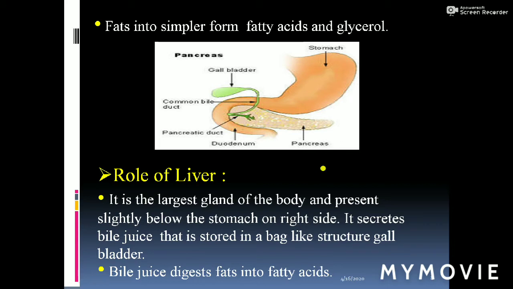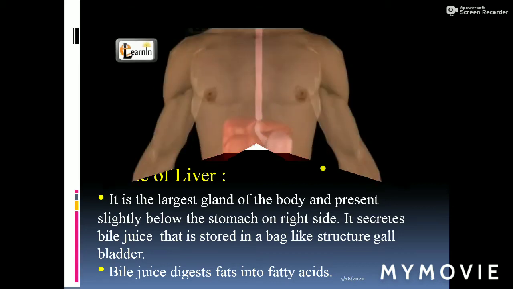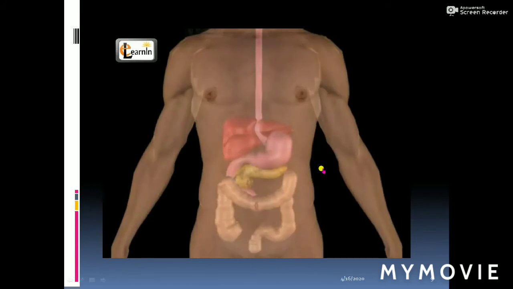Now watch the video related to your topic. In this you will see properly how they are functioning.